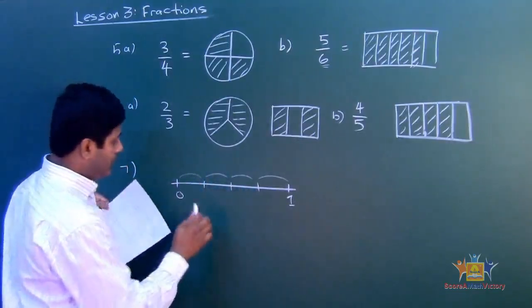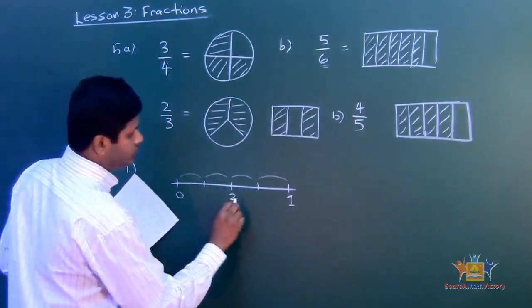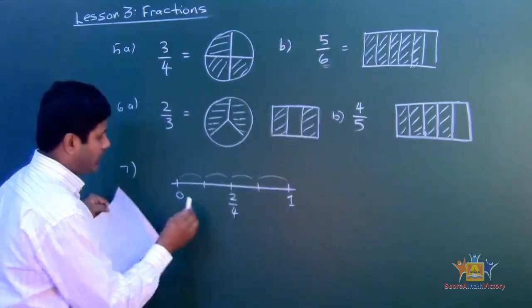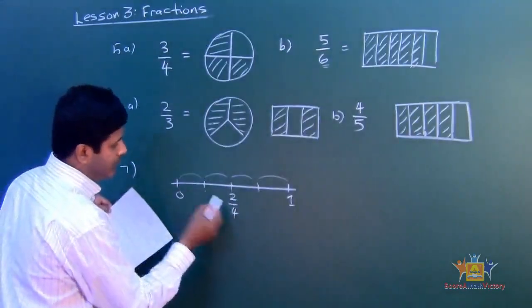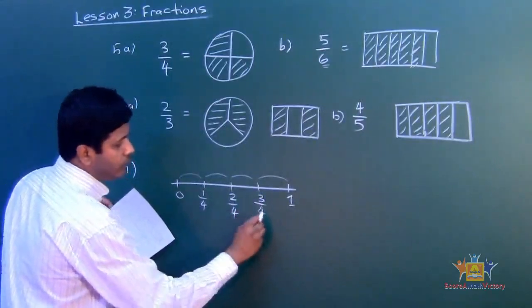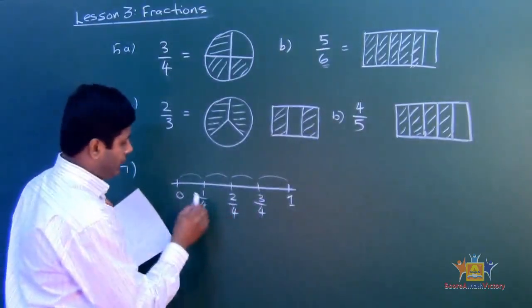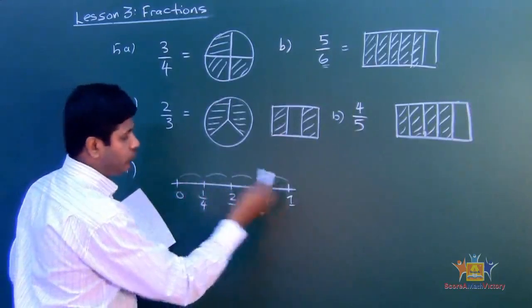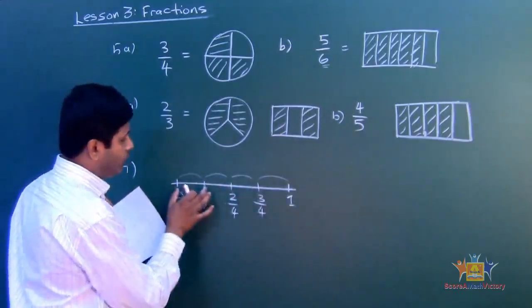1/4. Okay, so they already told us this is 2/4, which makes it easier. See that? 1, 2. So this is 1/4, 2/4, 3/4. So how do I get the 4? Because 1, 2, 3, 4. This 1 has been broken into 4 parts.